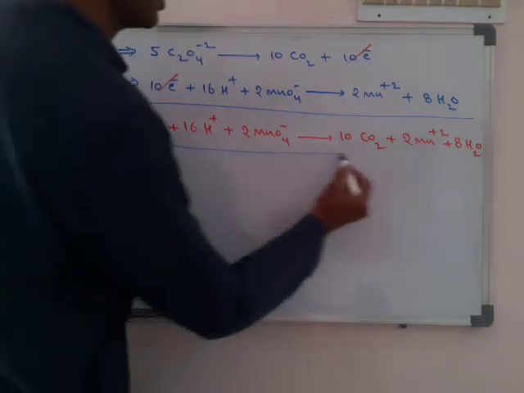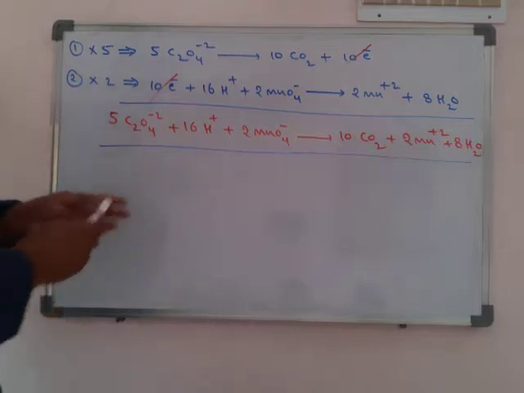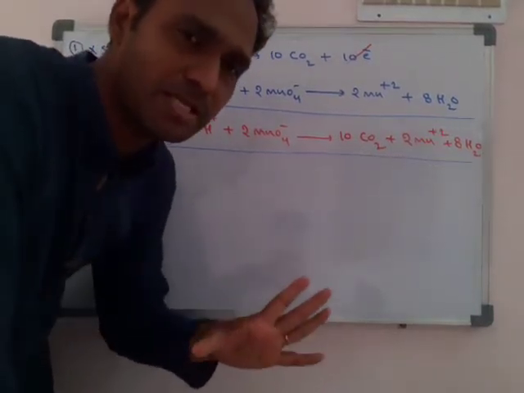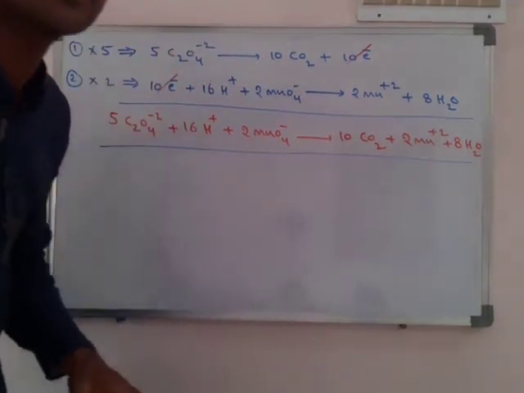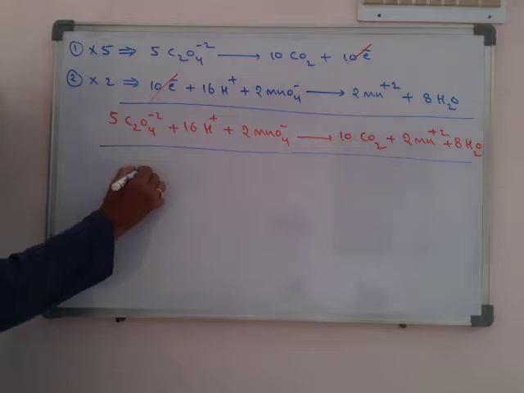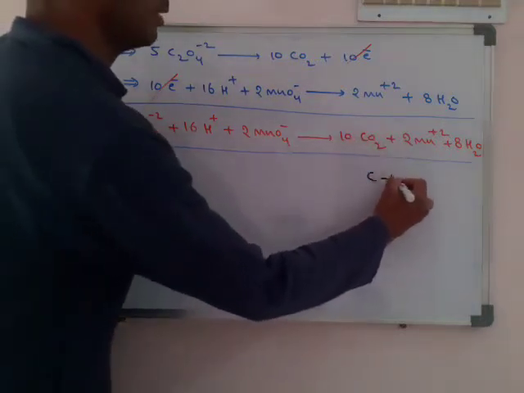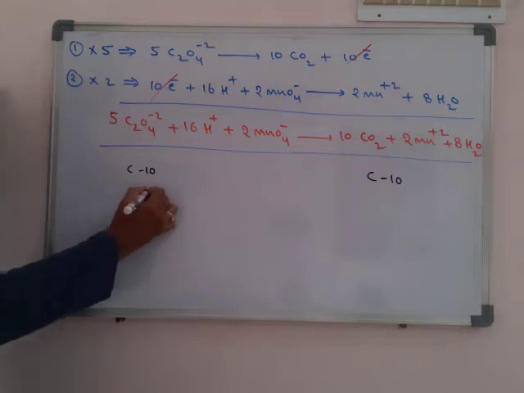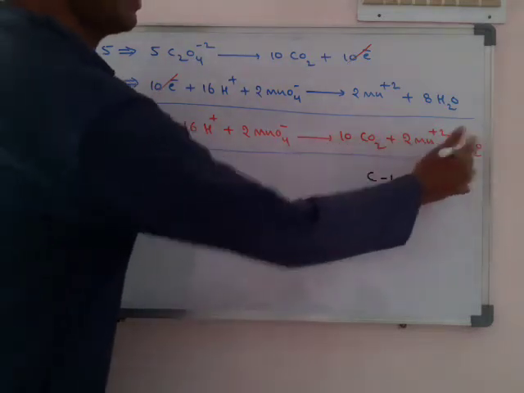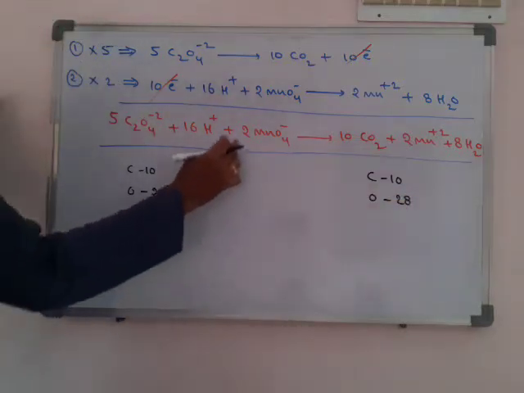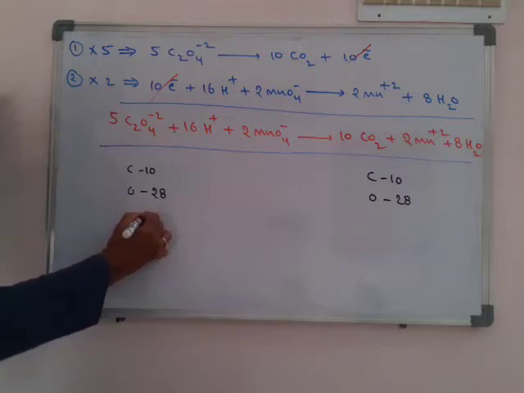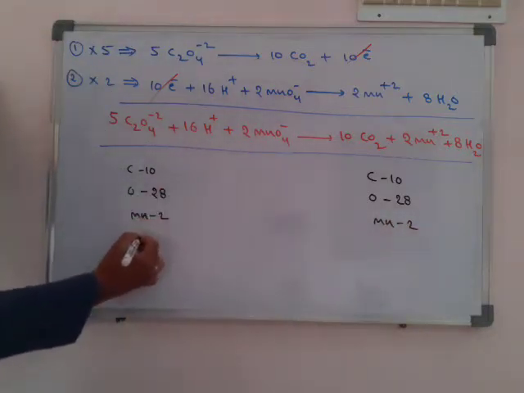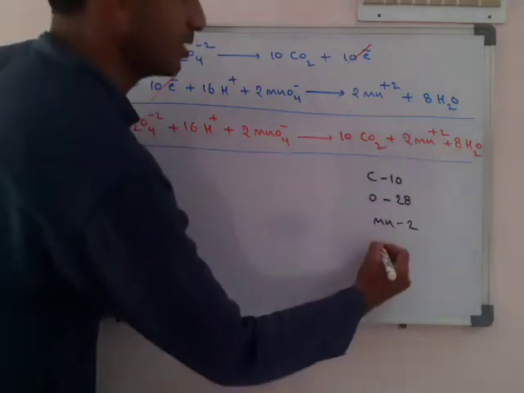So there are no similarities. So 5 is the same. Now check whether it is balanced or not. After the equation is complete, checking the balance is a compulsory thing. We have to check the total equation once. See the carbon: 5 times 2 carbons, and here on the left side 10, so the carbons are 10 directly. Next, oxygens: 5 times 4 plus 2 times 4 is 28, and here 10 times 2 plus 8 is 28. So oxygens 28. How many manganese? Mn, okay, 2 manganese, and here also 2 manganese. What about hydrogen? 16 hydrogens on the left, and on the right 16 hydrogens.